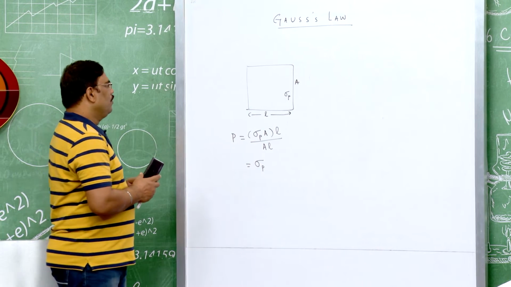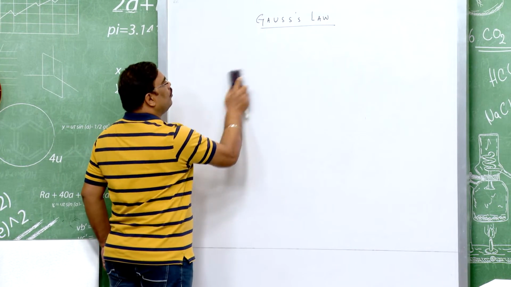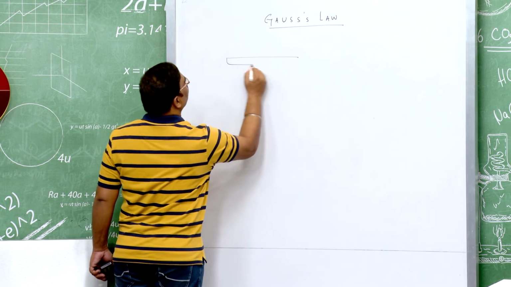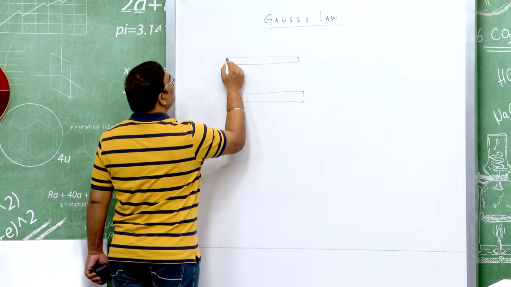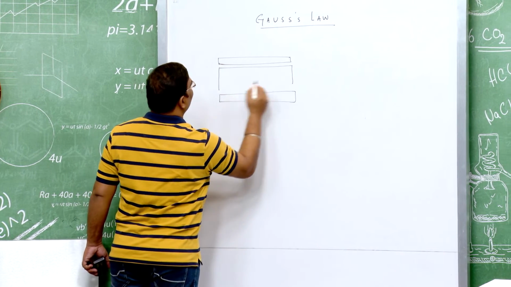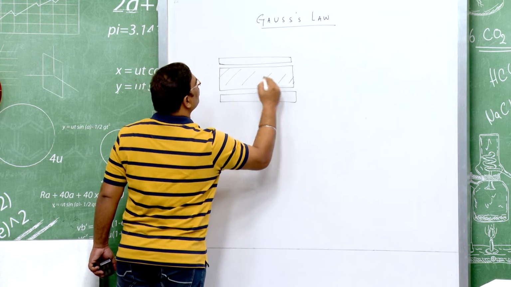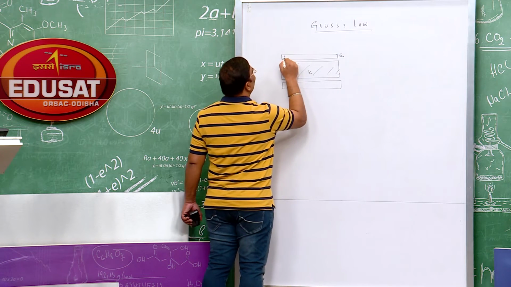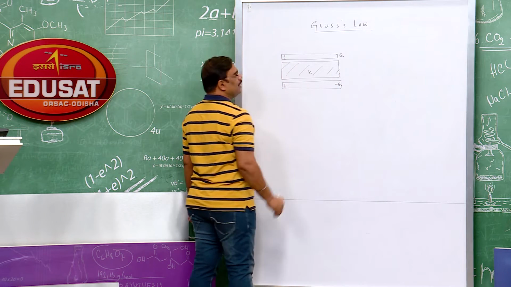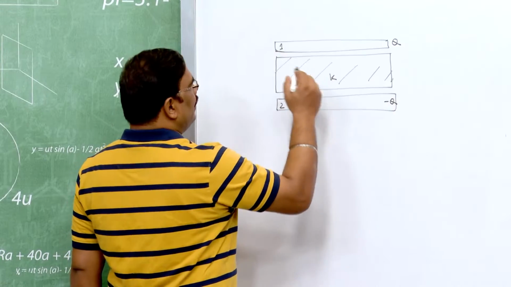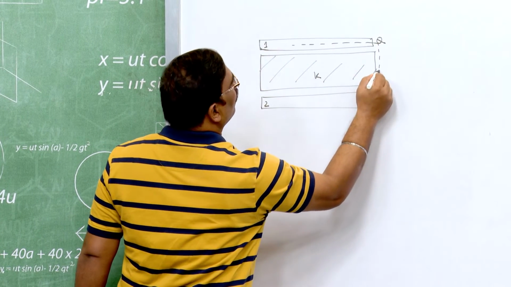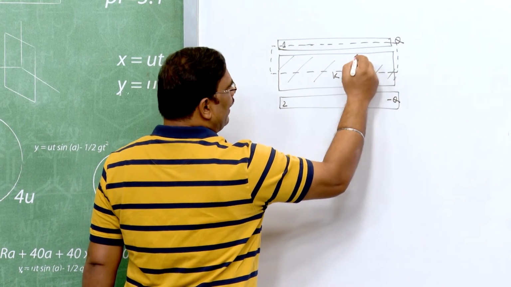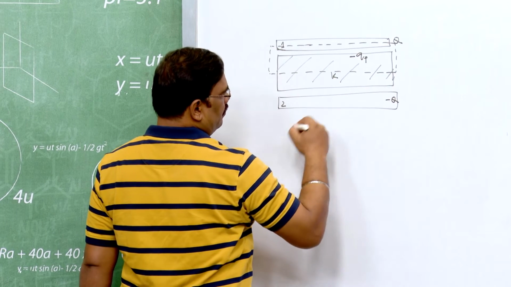Now, let us try to develop or define Gauss law in a dielectric media. Suppose I have a plate, and between these two plates I have a dielectric slab of dielectric constant K. Now, if Q is the charge on the first plate and minus Q on the second plate, it is connected to a battery. And I consider my Gaussian surface like this. So, this is my minus Q p, and this is plus Q p.